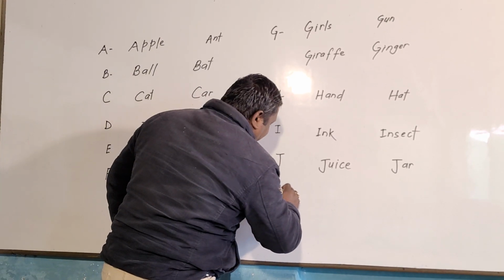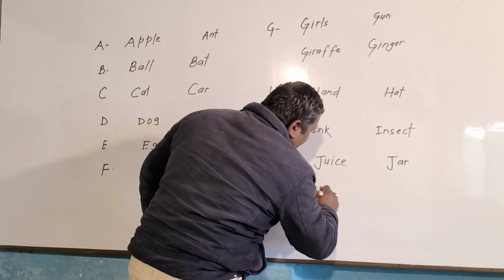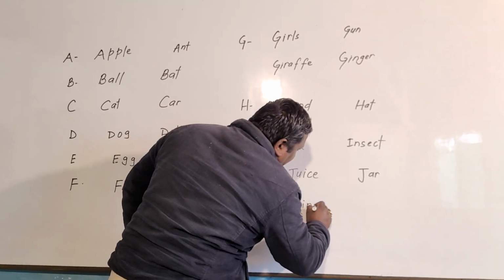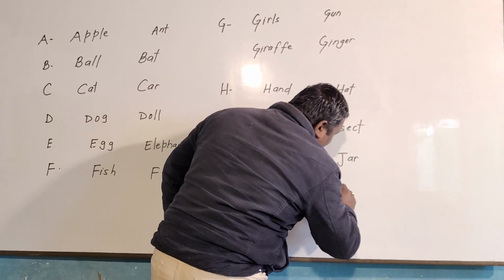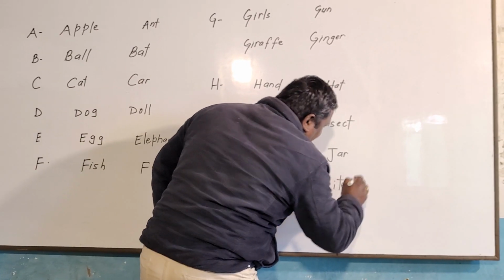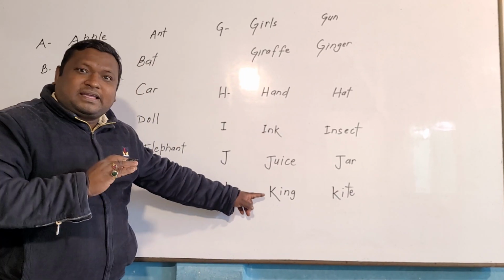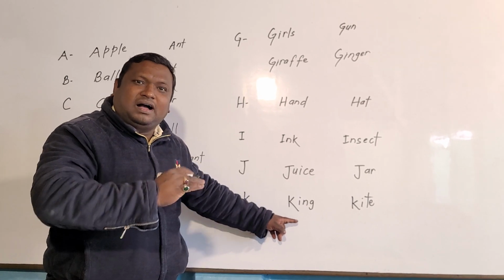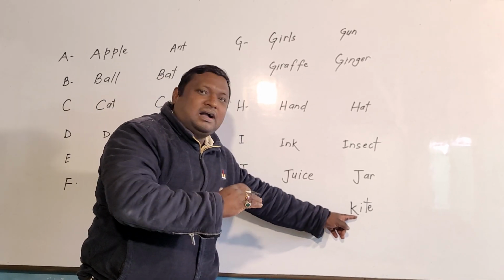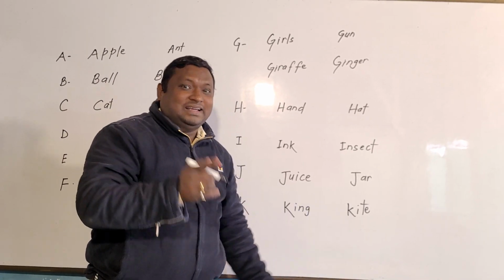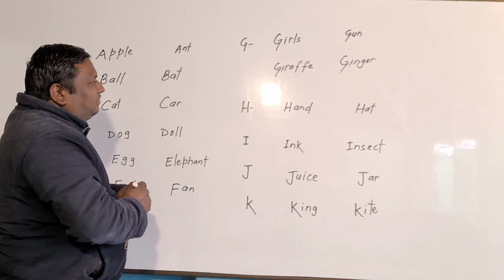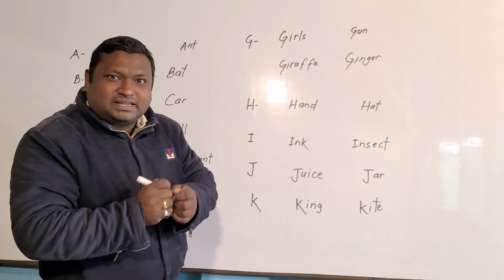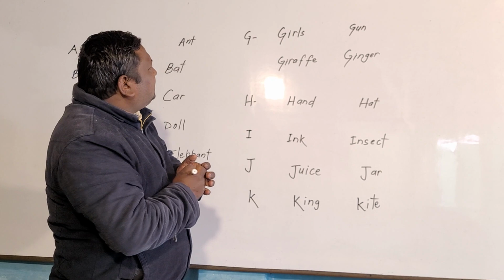Now, K. King, K-I-N-G, king. K-I-T-E, kite. King, k, kite, k. K sound is there. Now if you start singing this, how are you saying this?